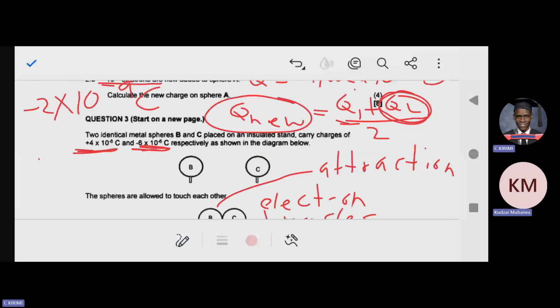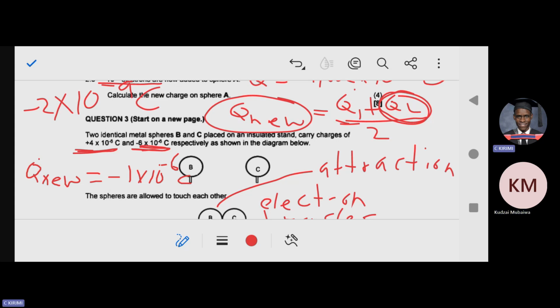So you said your Q new is how much? Before we go any further, Q new is equal to how much? -1 multiplied by 10 to the power of -6 coulombs.